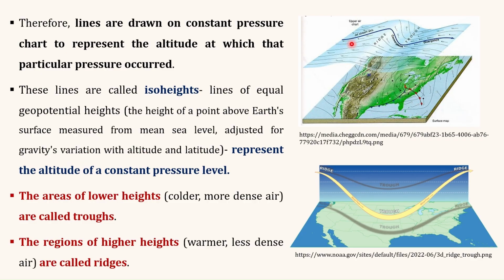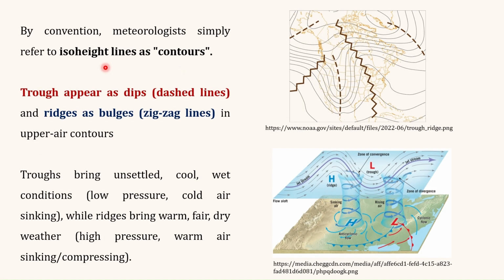So, in the constant pressure map, the areas having lower heights are called troughs, and they represent colder, more dense air, while the regions having higher heights are called ridges, and these represent warmer and less dense air. In the upper air map for atmospheric pressure, these isoheight lines are referred to as contours, and in the map, troughs appear as dips or dashed lines, while the ridges appear as bulges or zigzag lines.